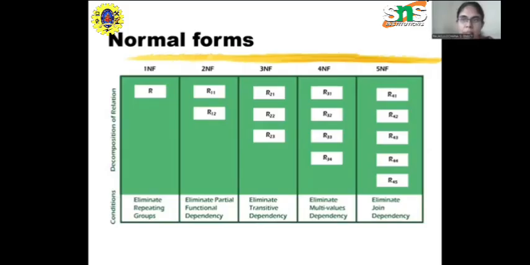So this is a pictorial representation of each normal form. So in first normal form, we eliminate repeating groups of data. In second normal form, we eliminate partial dependencies. In third normal form, we eliminate transitive dependency. In fourth, we eliminate multi-valued dependency. And in last, we eliminate joint dependency. So in the next upcoming videos, we will discuss about each normal form in detail. Hope you understood the basics of normalization.